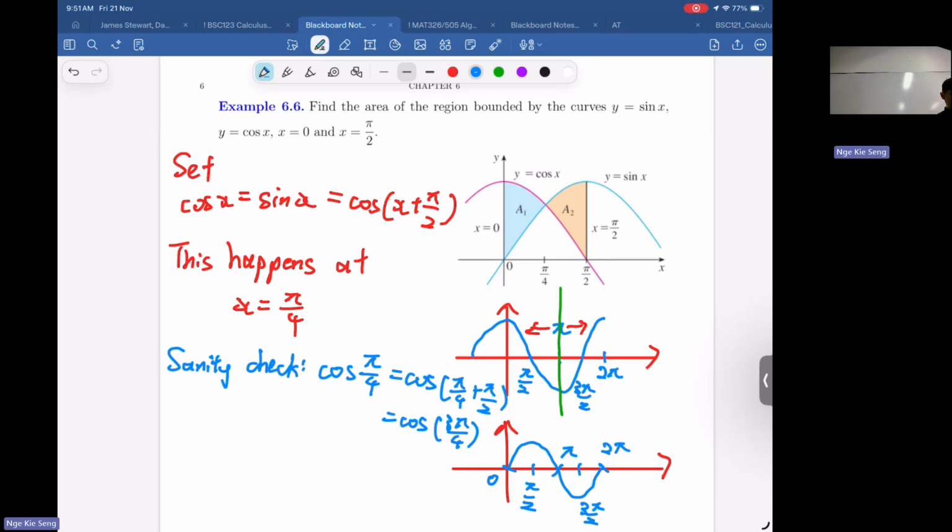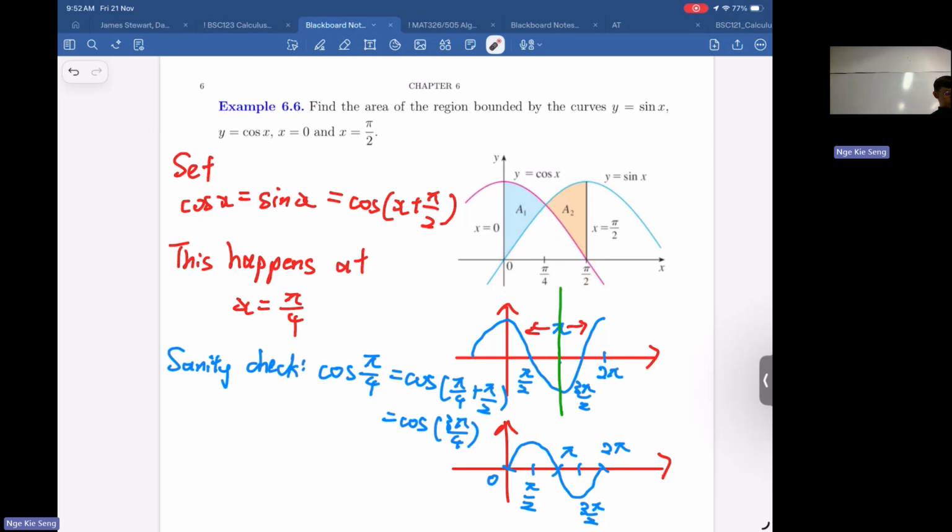Okay, so we really only care about one of the x's, which is in between 0 and π/2, which is π/4. So this is the part that we care about. Okay, so for these two parts here, how do we integrate? Maybe we just discuss orally which one is the top function, which one is the bottom function. Depends on the interval you integrate.